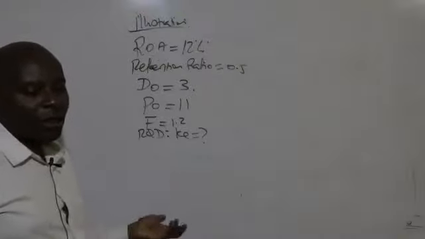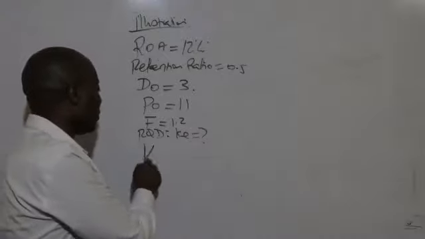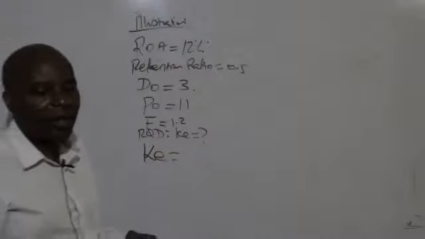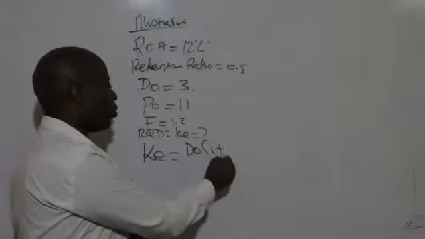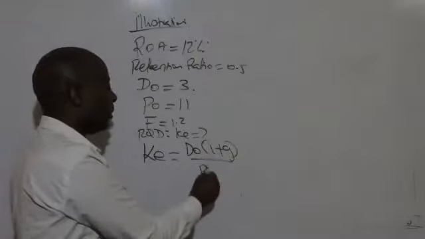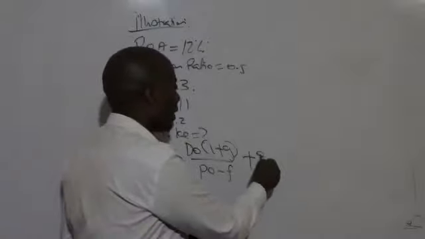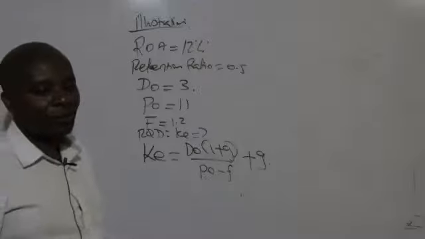The only thing that I will be able to do for you is to remind you the formula of getting KE. To get KE, we normally talk of PO into 1 plus G all over PO minus any flotation cost, plus, ladies and gentlemen, G.